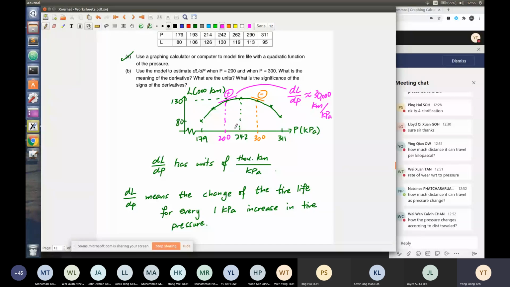So therefore, I can tell him, hey, now you pump 200 kilopascal for your tires. If you increase your tire pressure by 1 kilopascal, you can actually travel 30,000 kilometers more. That is the physical meaning, and that is what the client can feel. Wow, I pump 1 kilopascal more, I can travel so much further. You see the idea? So this is the concept of the LDP here. Any question? It's a change of tire life for every 1 kilopascal increase in pressure.